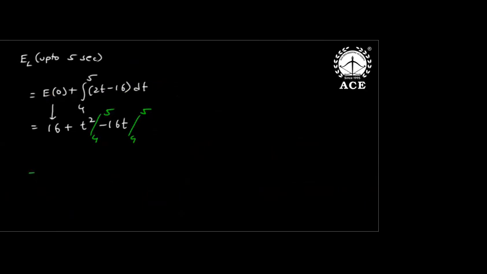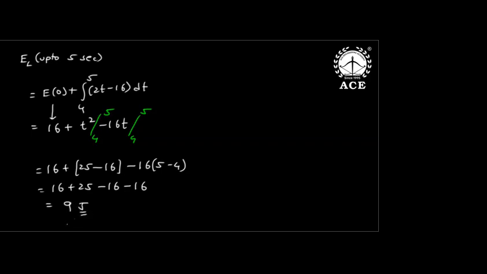So this is coming as 16 plus t square, 25, 5 square minus 4 square, 16, minus 16 into 5 minus 4. So if you see, 16 plus 25 minus 16 minus 16, it will be 9 joules. So energy stored in inductor up to 5 seconds is 9 joules. Now that is a wonderful problem, sir. Everyone should understand.